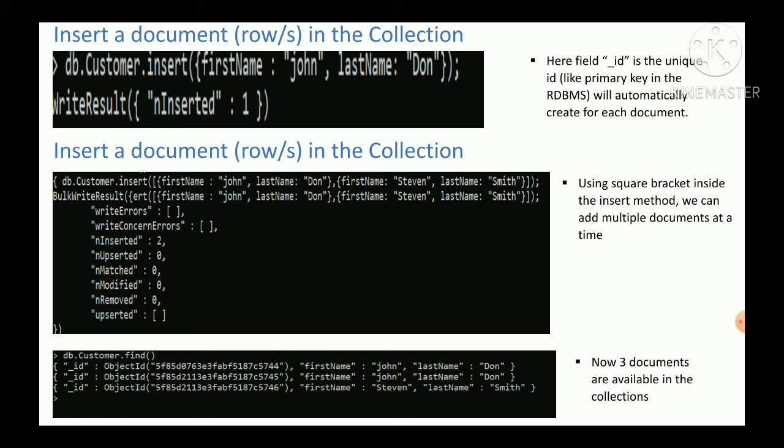So 3 documents, that is called 3 records, right? In a database we say records, but in MongoDB we say documents. So 3 documents are created, and the documents are in the key value format.